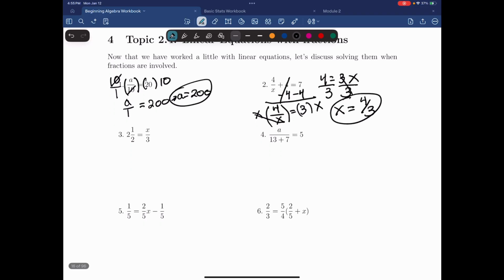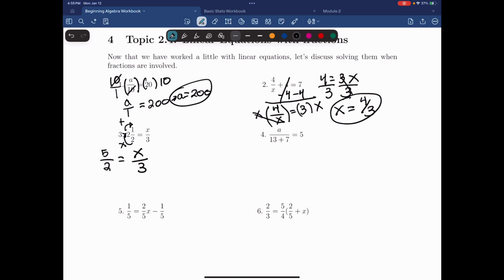Looking at problem number 3, I encourage you to pause the video and try this one on your own. And also try number 4 on your own as well. And assuming you have tried both these example problems on your own, let's go through it. For problem number 3, the first thing I want to do is convert this mixed number, 2 1/2, to an improper fraction. So I'm going to multiply 2 times 2, which is 4, and then add 4 to 1. So 4 plus 1, that's 5. So we get 5/2 equals x over 3.